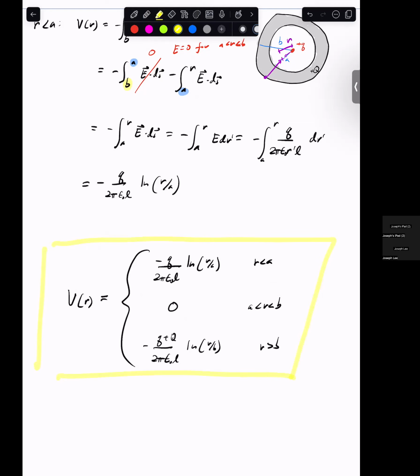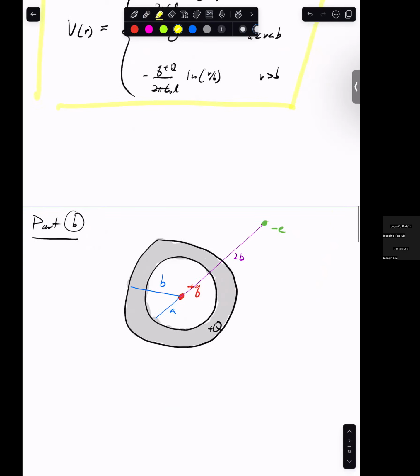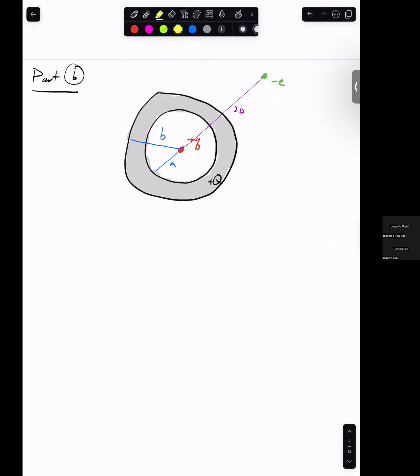So with this, we can now move on to part B. This is the mechanical energy problem. So now the question is, we've placed an electron some distance 2b from the center. And we want to know what direction it's moving and why, and also find the velocity once it moves a distance b from the center, which is basically the edge of the conductor.